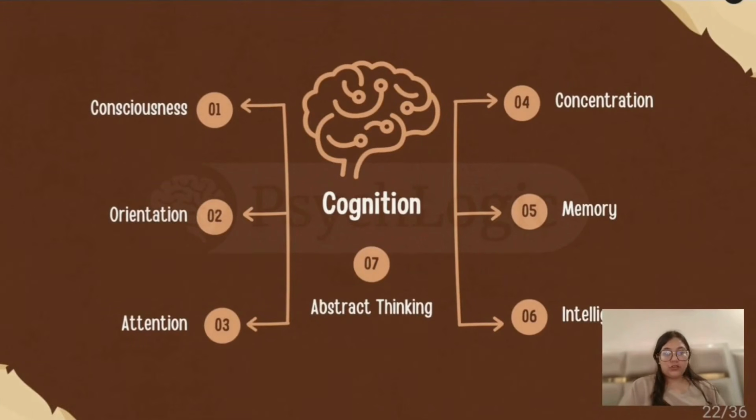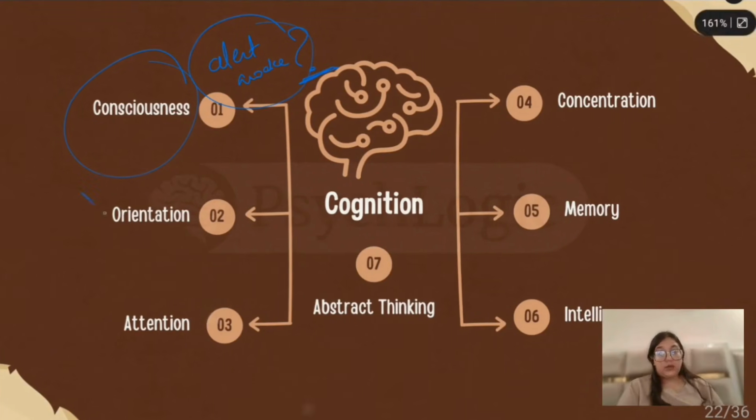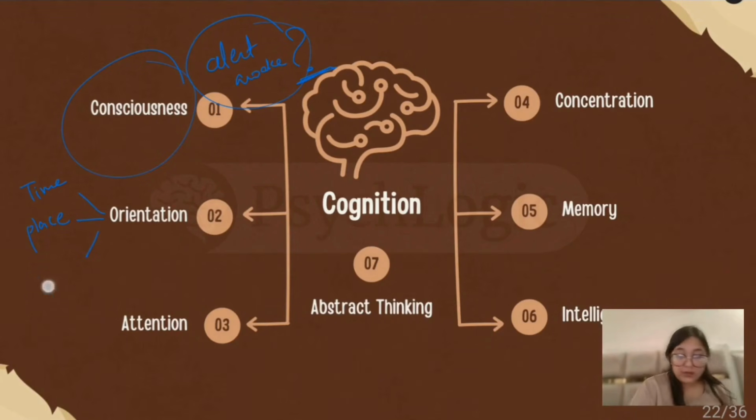Okay. Now in cognition, let's start with consciousness. Are they alert and awake? That is what you're asking here. Orientation to time: do they know what time it is? Are they oriented to the place? Do they know where they are? Are they oriented to the person? Do they know who they are? And are they oriented to the situation? Do they know what is happening around them?